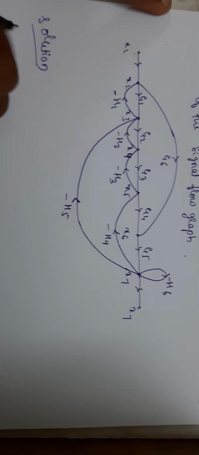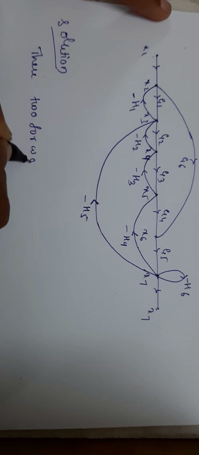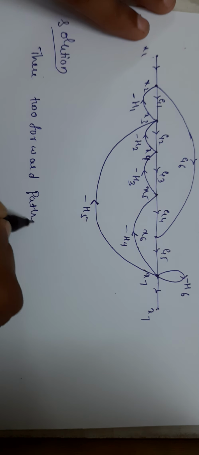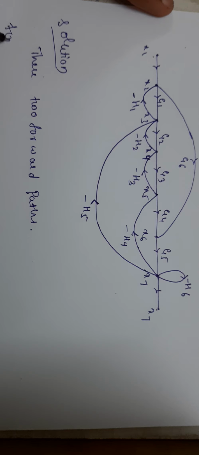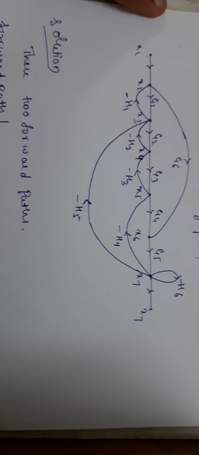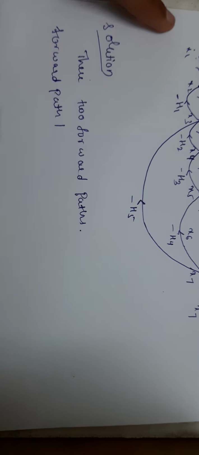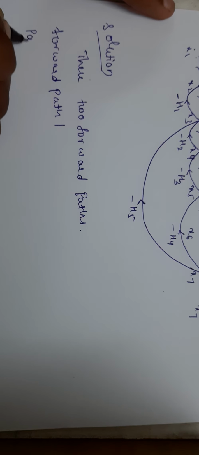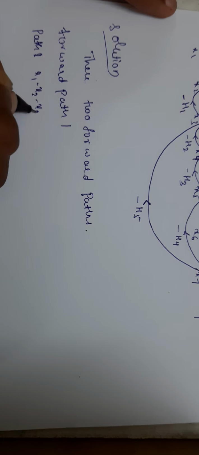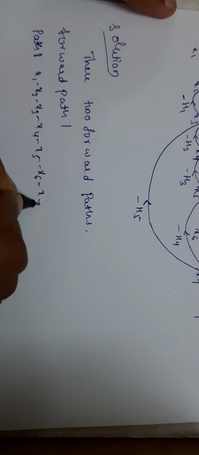Hence there are two forward paths. Other than that there are no forward paths. There are two forward paths. Forward path 1, which one? x1 to x2 x3 x4 x5 x6 x7. That is forward path 1: x1 to x2, x2 to x3, x3 to x4, x4 to x5, x5 to x6, x6 to x7.